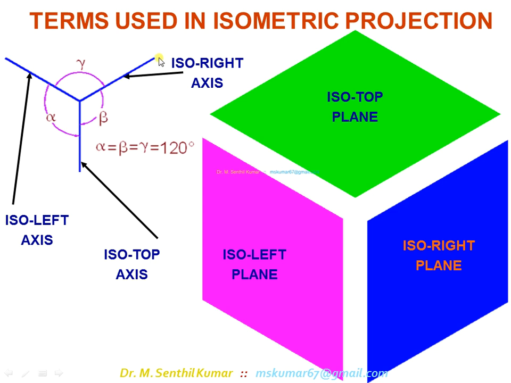If you consider the isometric right line and isometric left line and make a plane, that is called the isometric top plane. If you consider isometric top and isometric left, you will get the isometric left plane. If you combine isometric top and isometric right, you get the isometric right plane. So there are three principal axes: isometric right, isometric left, isometric top. There are three principal isometric planes: iso top, iso left, iso right.